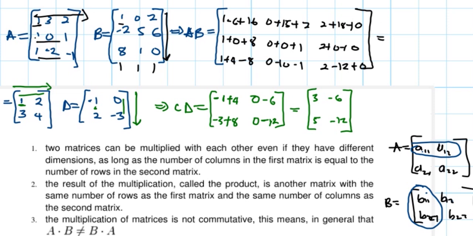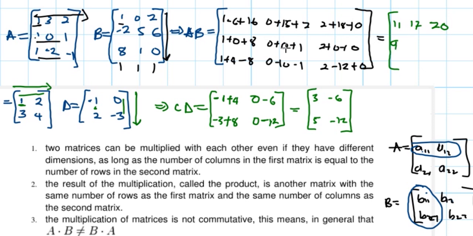So what is our final answer? Let me use a different pen. So our final answer here is going to be 1 minus 6 plus 16, which is what? Which is 11. Then what else? We are going to have 0 plus 15 plus 2, which is what? 17, right? Then we have 2 plus 18 plus 0, which is what? 20. Then let's look at 1 plus 8.